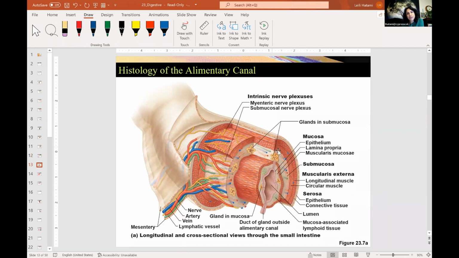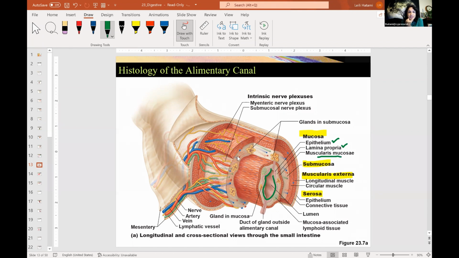Look at this picture. You can find all of these four layers and then sublayers in this picture. From inner, we have the mucosa, and then submucosa, muscularis externa, serosa, or adventitia. And then we divided the mucosa into the epithelium, this innermost layer. Under the epithelium, there is areolar connective tissue. We call this the lamina propria. And this one thin layer of smooth muscle, which is between the mucosa and submucosal layer, is the muscularis mucosa.